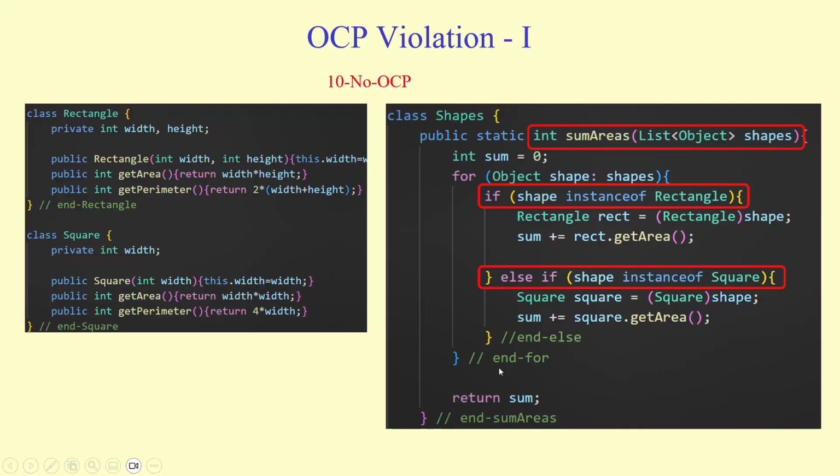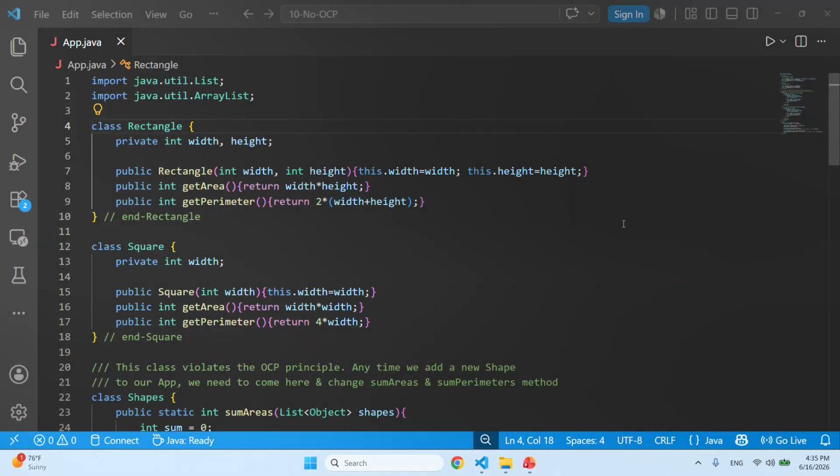So one way to implement it is using this for loop where we take the shape, which is an object now. Using the instanceof operator, we figure out what kind of shape this is, then typecast it to the particular shape, and then call the getArea method of the particular shape. So if it is a rectangle, we typecast it to a rectangle and call rectangle.getArea. If it is a square, we typecast it to a square and then call the getArea method of the square. Let's go over the actual code.